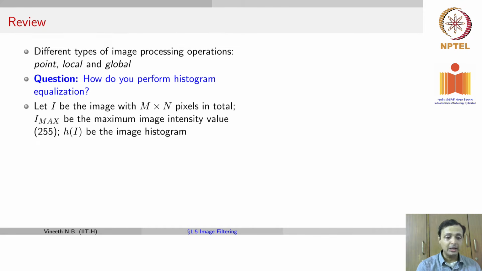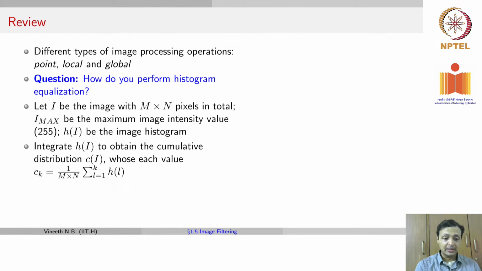So if you had I to be an image with m by n pixels, m cross n pixels, and let's assume that I max is the maximum image intensity value, and let's also create a histogram of the image which we denote as h of I. Remember that a histogram is nothing but binning your entire range of image values and counting how many pixels lie in each range. It's simply a frequency count in bins.